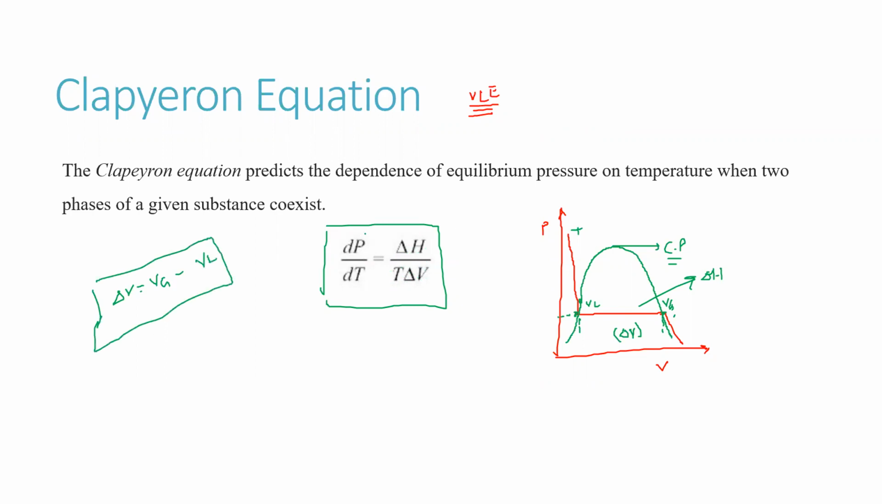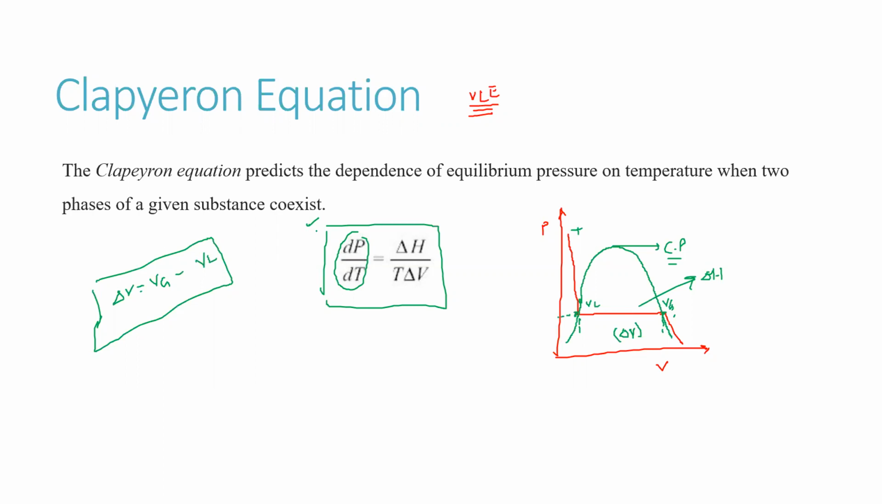So based on that, we can get dP by dT, the slope. This is also known as the slope for the pressure versus temperature diagram. This gives you the dependence of equilibrium pressure on temperature. All right. This is used in a variety of applications in thermodynamics.